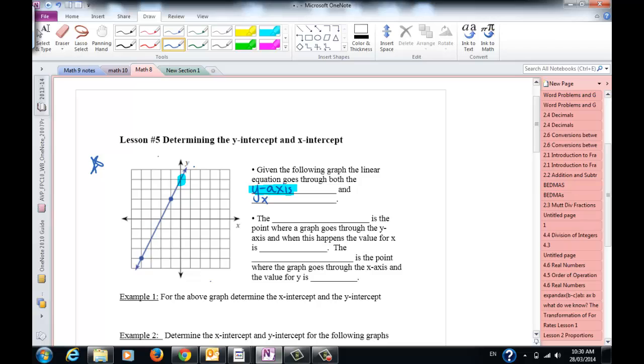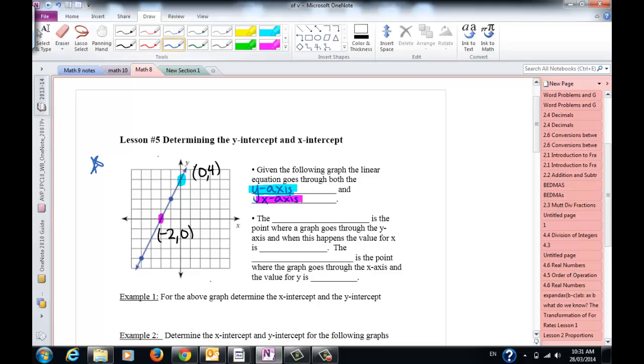And when it goes through the x-axis, notice that that happens right here. So I'm actually going to label these points because they're special. If I start at my origin, to get to where the linear equation goes through the y-axis, I'm going horizontally 0, and I'm going vertically 1, 2, 3, 4. And then for the point where our linear equation goes through our x-axis, I'm going to go horizontally backwards 2, and I'm going vertically 0. So these are two special points.